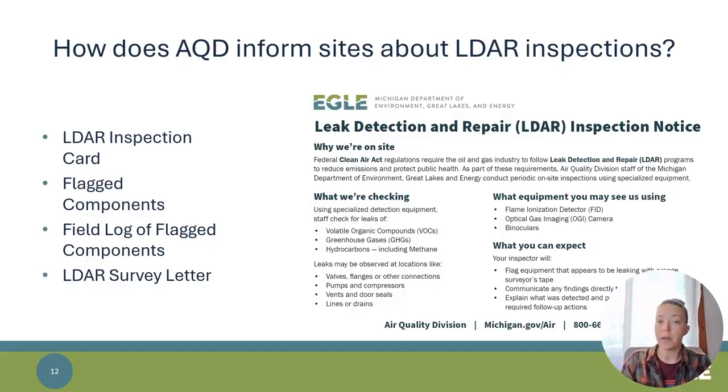So how will you know that an LDAR inspection has taken place at your site? We've created an LDAR inspection notice card that we'll leave at the site even if we don't detect any leaks. If leaks were detected, those components will be flagged and/or recorded on the field log of flagged components, and I'll show you that log on the next slide. Once we've finished the field inspection and compiled all of the information, we'll also email you an LDAR survey letter that summarizes our findings. It is important to note that AQD may not survey all of the components that are present at a site.